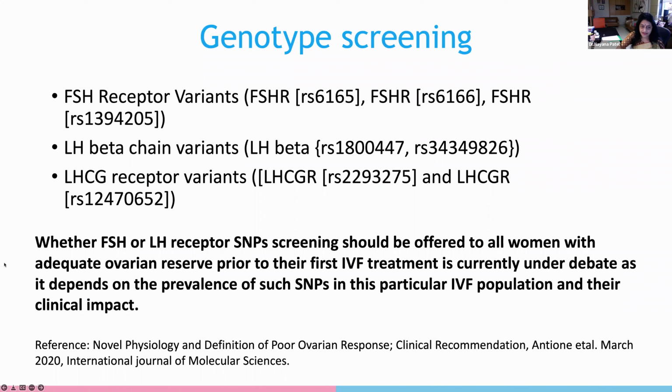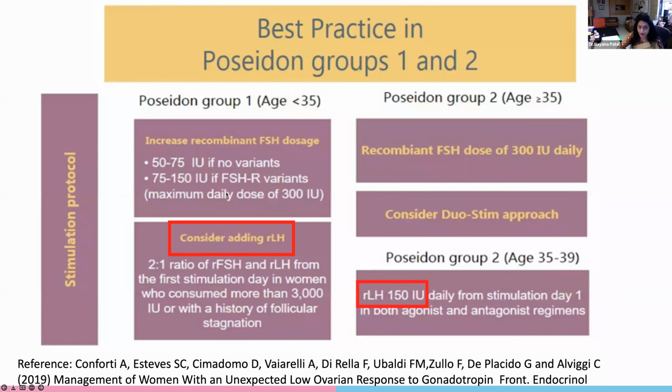The FSH and LH SNP variant screening is costly, so we don't do it in the first cycle, but in such cases, even to counsel the patient on why this has happened, it would be important. The treatment protocol will be, I would say, increase the dosage or better, add LH. In a young patient, you can think of a second cycle doing 300 or considering LH in the ratio of FSH to LH 2:1. And at more than 35 years of age, you can also consider doing duostim. If you are adding LH in this group, you can consider adding 150.